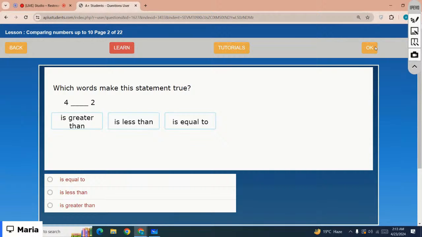Okay. Which word makes the statement true? 4 and 2, which is the correct option? 4 is greater than 2, right? The correct option is greater because when you count, 4 comes after 2, right? That means 4 is greater than 2.